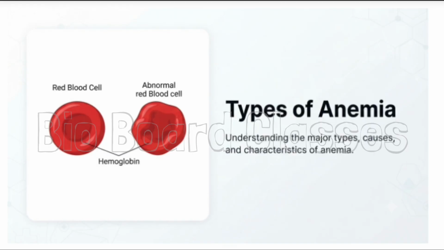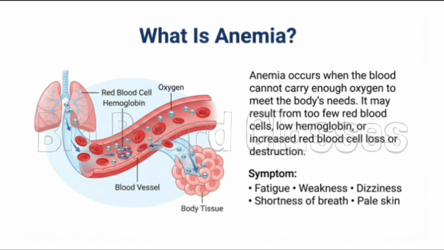To understand the types of anemia, let's first understand what anemia means. Red blood cells contain a protein called hemoglobin, which carries oxygen from the lungs to the tissues of the body. When hemoglobin levels or red blood cell numbers are too low, the body's tissue may receive less oxygen. This can lead to symptoms such as fatigue, weakness, dizziness, shortness of breath, and pale skin. Anemia can be classified in different ways, but one of the most useful approaches is to classify it based on its cause or the size of red blood cells.